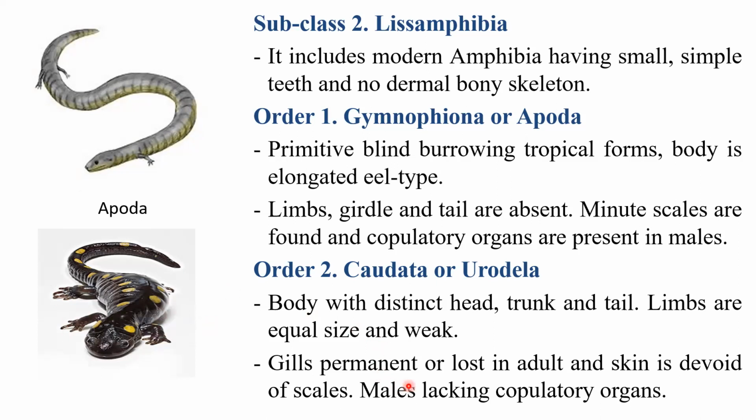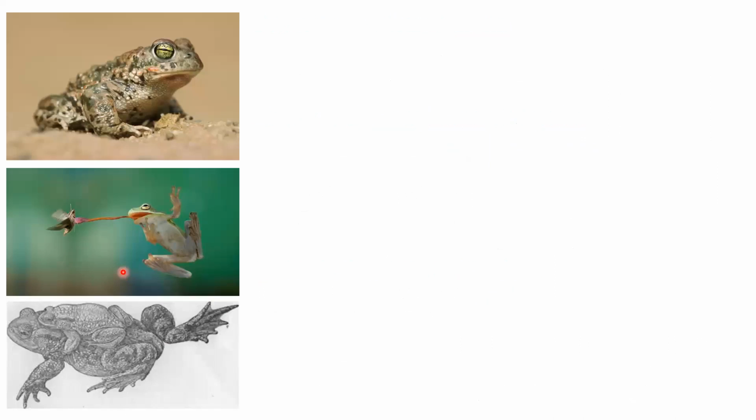Then the gills, permanent or lost in adult, and skin is devoid of scales. Males lack copulatory organs. So the gills, if present, are only in the developing stages, and it is also noted that in some species the gills are absent in the adult condition, and the skin is devoid of scales on the body. Then males lack copulatory organs, they don't have developed copulatory organs.